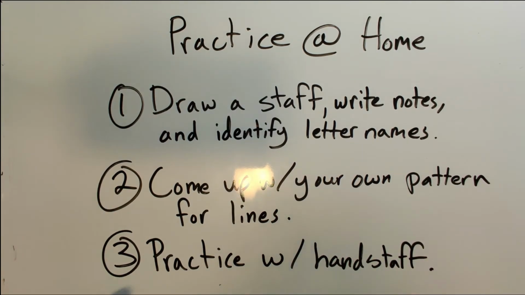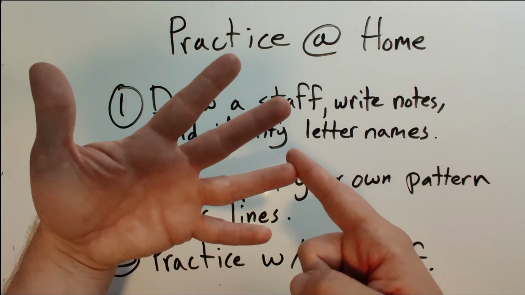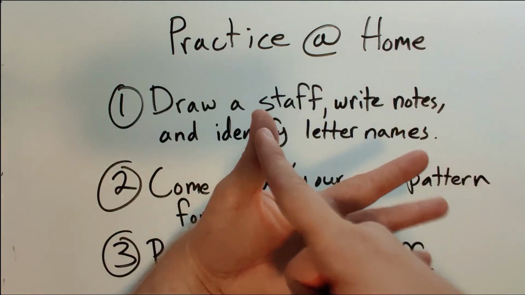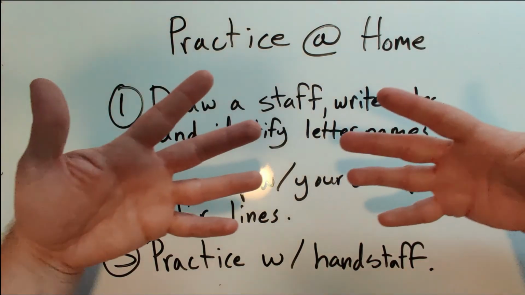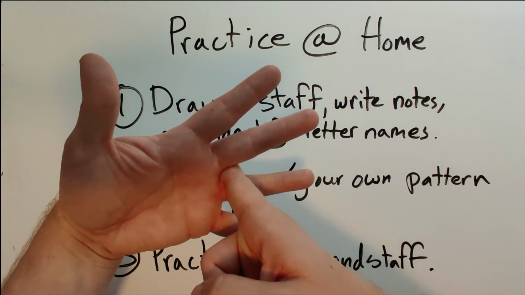And then finally, 3, practice with your hand staff. So just point out one of them and see if you can identify it. That's a line, so G, C, A, F. Practice with your hand staff. You can even have a contest with a neighbor and go, whew, that's an A. No, oh, it is an A.